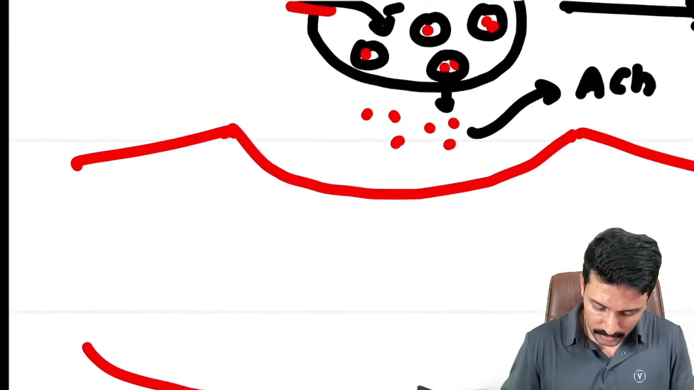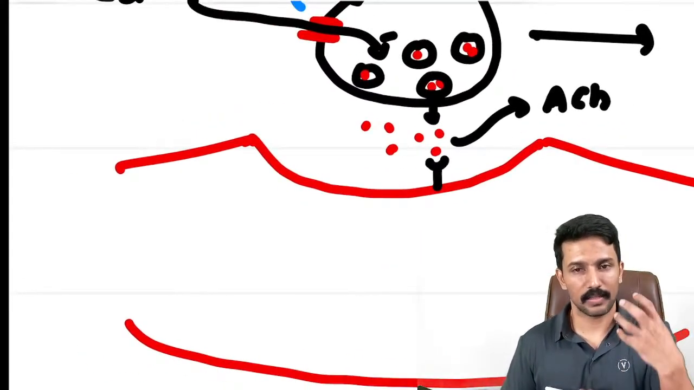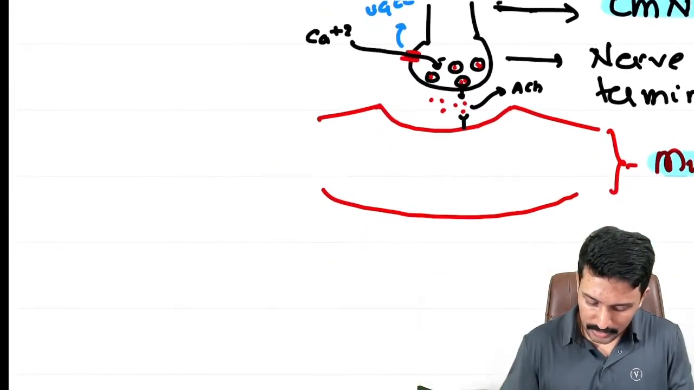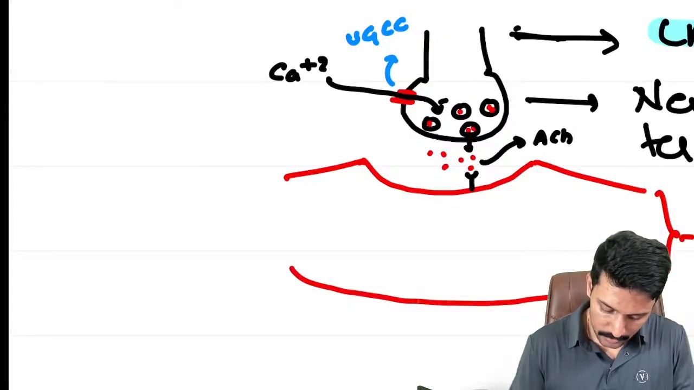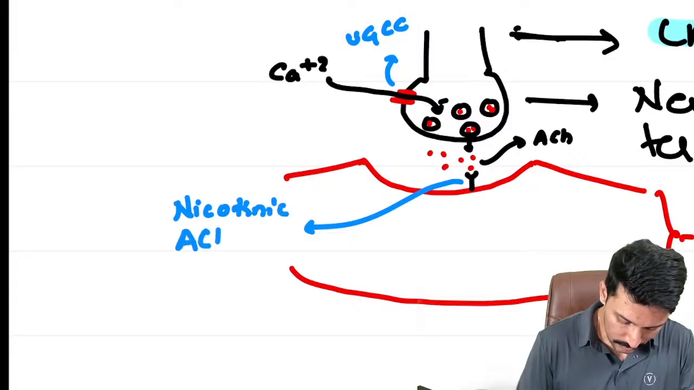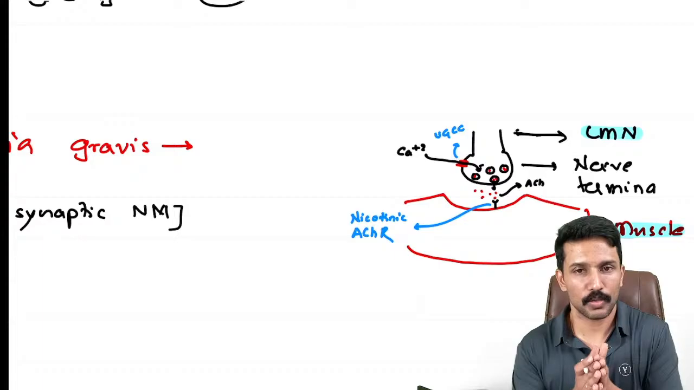Once that acetylcholine is released, it will go and bind to its receptors, trigger the second messengers, and cause the contraction of the muscles. And what kind of acetylcholine receptors do we have here? The kind of acetylcholine receptors we have here are nicotinic type. Nicotinic acetylcholine receptors, right? So this is the basic neuromuscular junction.